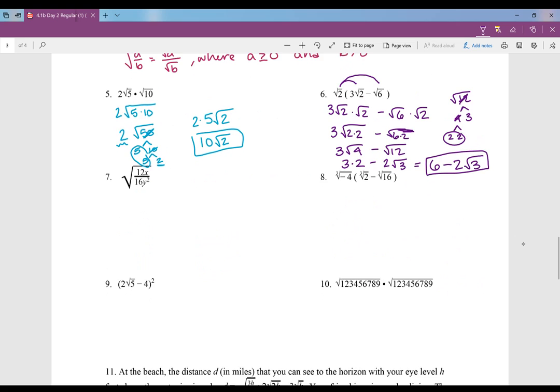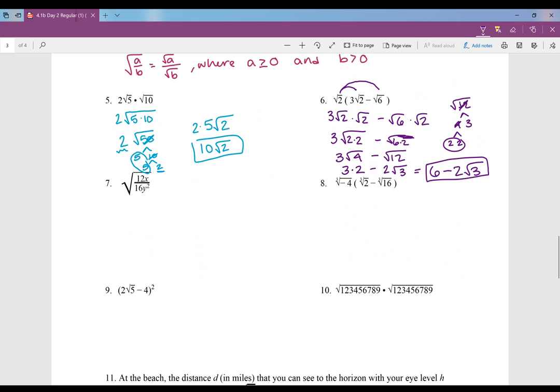Okay, let's look at number 7. So this is the quotient property. We know that if we have the square root over the whole thing, it's equal to the square root over the top and the square root over the bottom. Okay, so now we just need to do these separately.